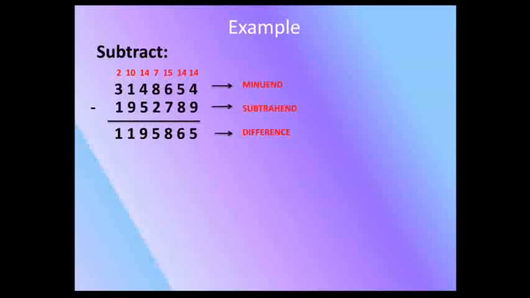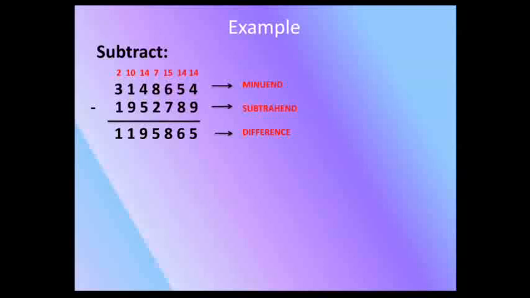Let's see one example of subtraction. Here the first number is the minuend, that is 31,48,654. The first number, or the bigger number, is also known as the minuend. Okay, repeat after me, minuend. This is the bigger number. The second number, the smaller number, is also known as the subtrahend.